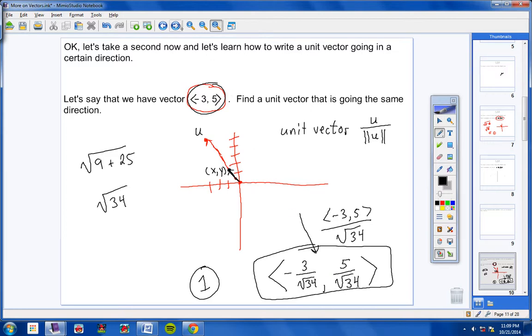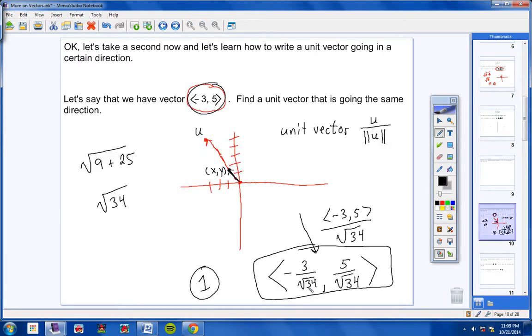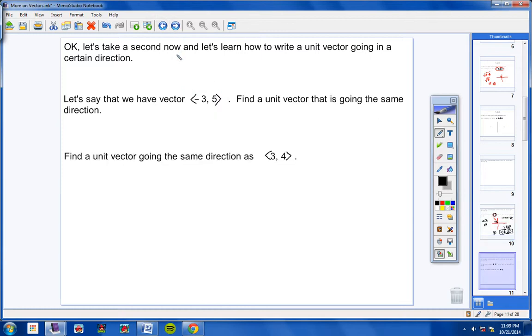All right, moving on. Go ahead and try this on your own, or you can stay with me. And there's no need, students, on this problem here to draw a picture of it like we did over here. That's not necessary. We have a formula now, and so we can go ahead and use our formula. Find a unit vector going the same direction as 3, 4.